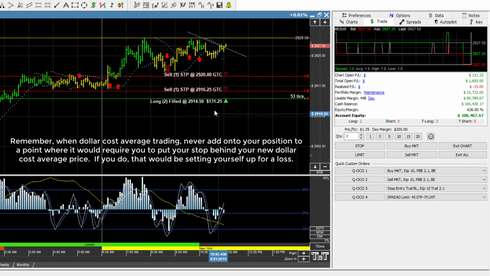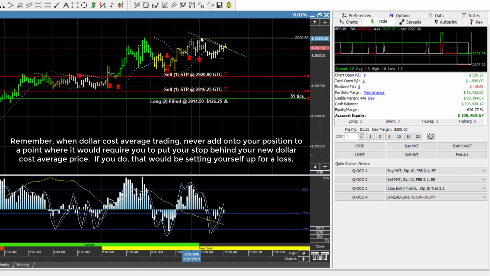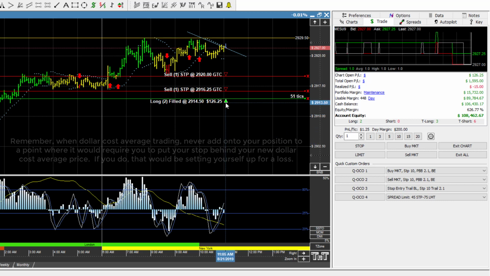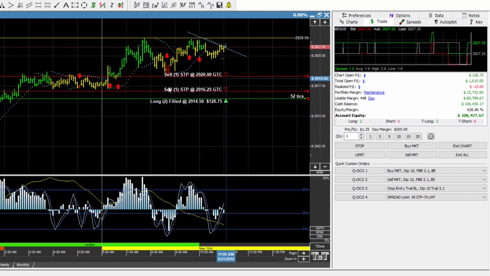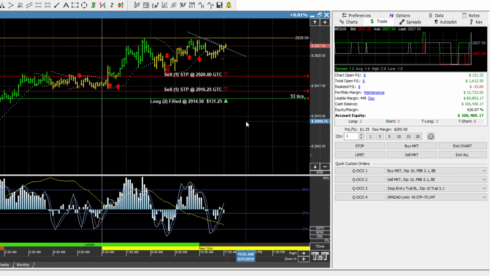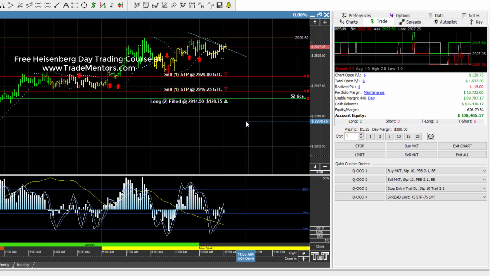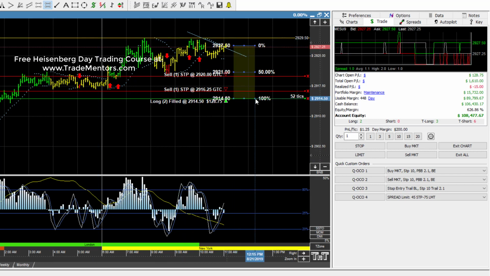I've also got myself protected with areas of support by not jumping in too quickly, letting that market run, letting it make a little bit of money, and then moving my dollar cost average up to an area where I can still put my stops behind areas of support along this uptrend. So that's called dollar cost averaging, and that's how you build a large portfolio. You let your market run, and then when it gets to a point where you've got some good areas of support that you might want to move a stop to, you dollar cost average, do the calculation with your ruler, and you put that in there.